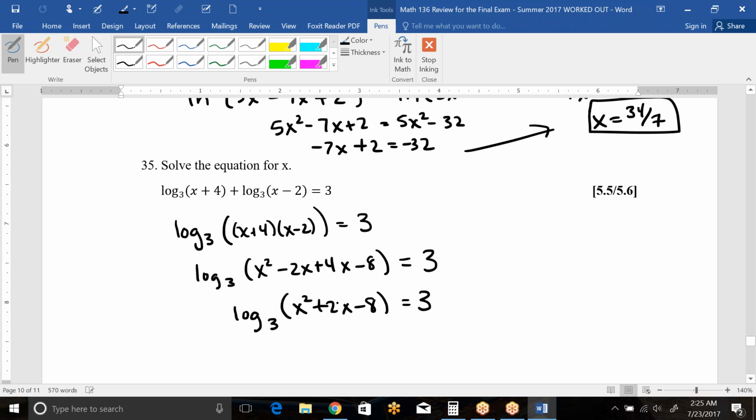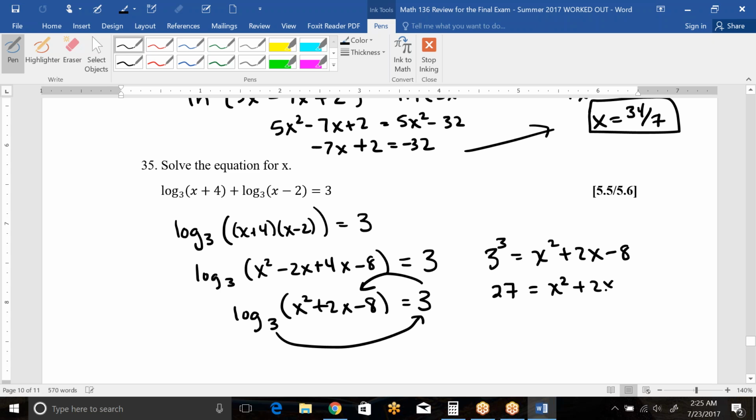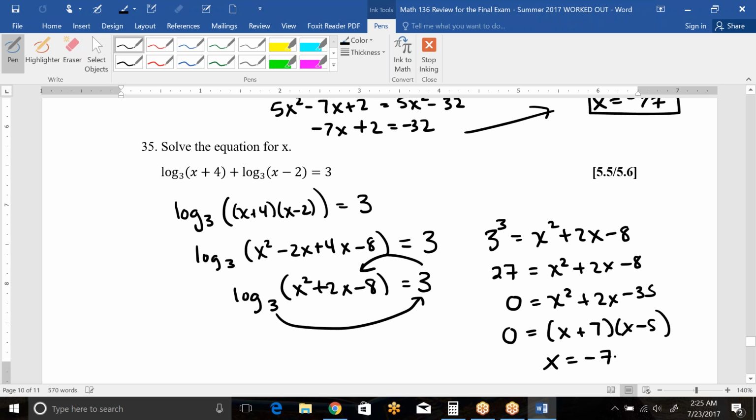Now, you cannot set this equal to 3 because there's not a log over here. So we have to convert this to an exponential. So 3 to the third equals x squared plus 2x minus 8. 3 to the third is 27. Subtract it over to be with the x's, and that would make that negative 35. That factors into x plus 7 and x minus 5. So I think I have two possible solutions of negative 7 and 5, but we've got to check our arguments.